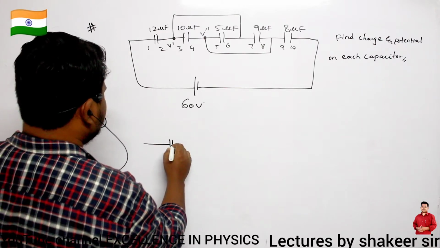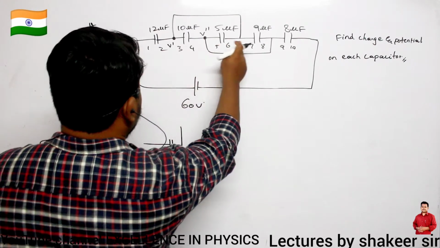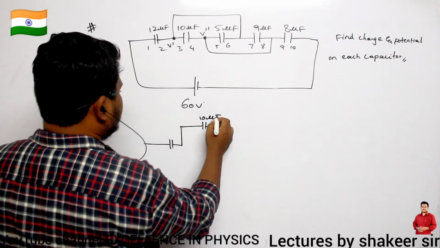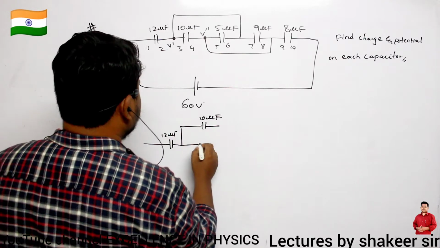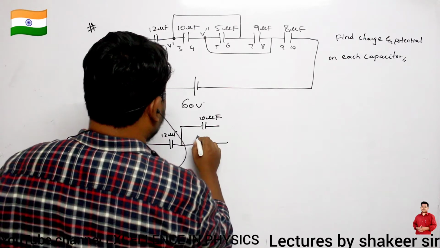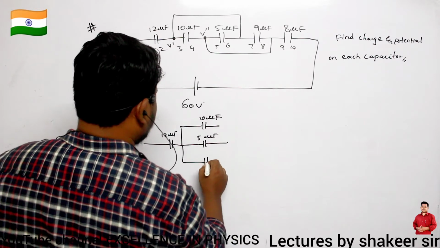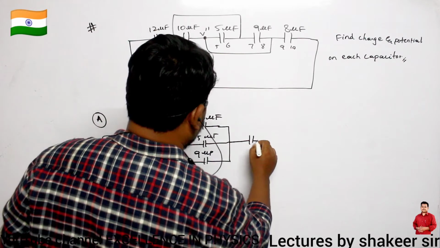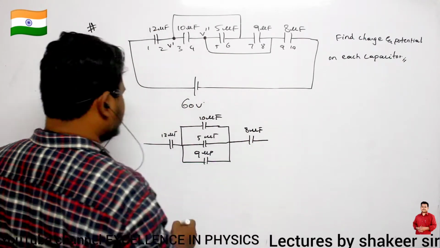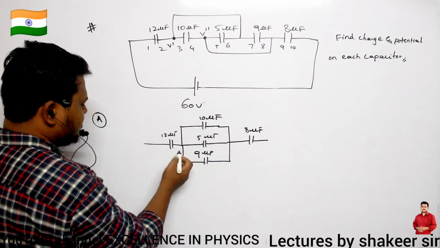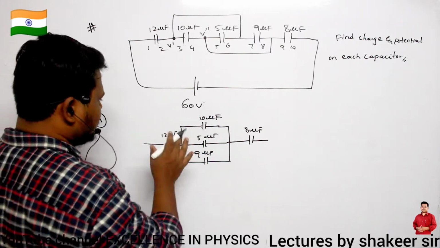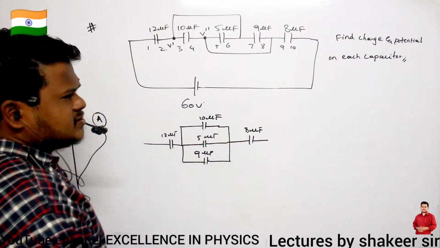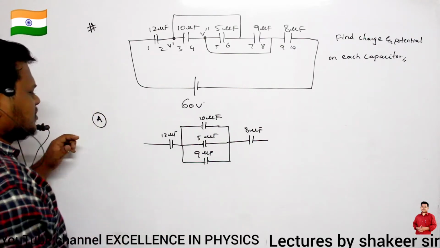So this is a 12. Then how many capacitors? 1, 2, 3 capacitors are connected in parallel. So this one is 10 microfarads, then this one is 5 microfarads, then this one is 9 microfarads. And finally all of them are connected to the 8 microfarads capacitor. That's all. So this plate, this plate, this plate and this plate, 4 plates are at the same potential. Similarly this one, this one, this one and this plate are connected at the same potential. This is how we can redraw this diagram.